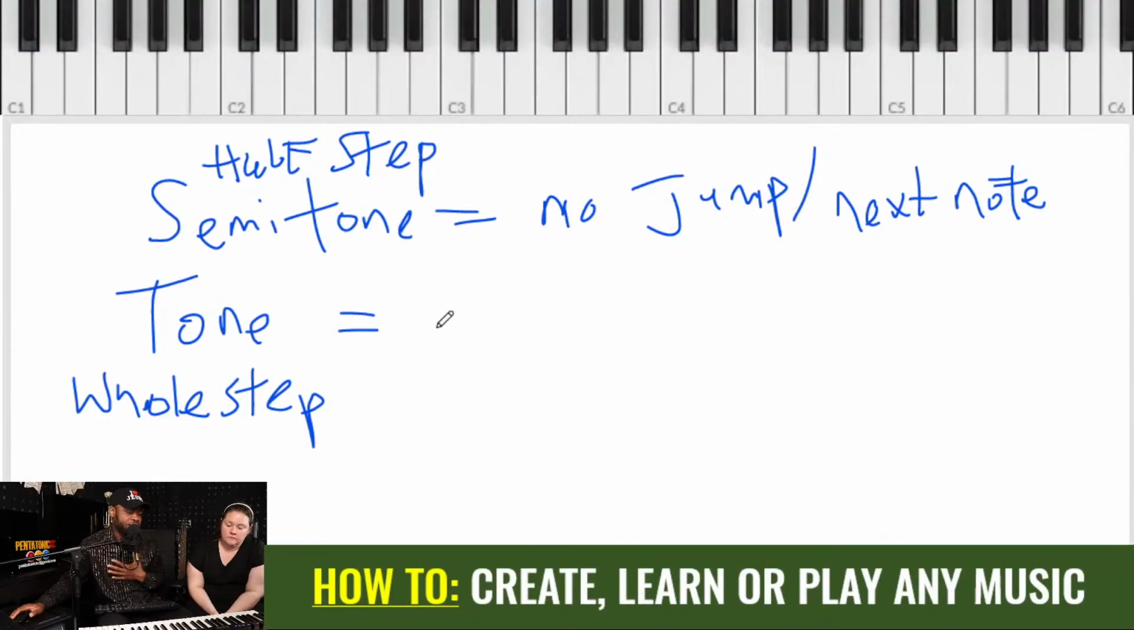A semitone from C. Exactly. A tone from B flat. Exactly. Because the first thing is look for B flat, then you jump a note. Exactly. So then let's look for a semitone from, let's try E. Exactly.